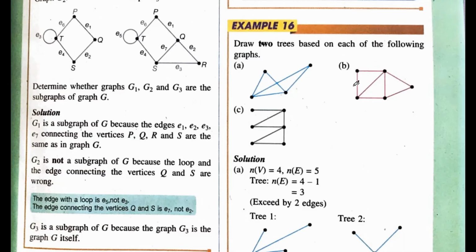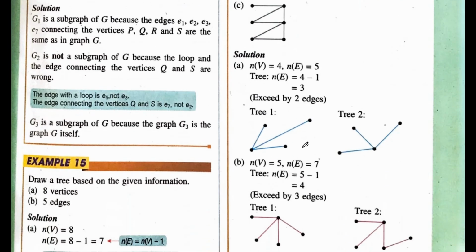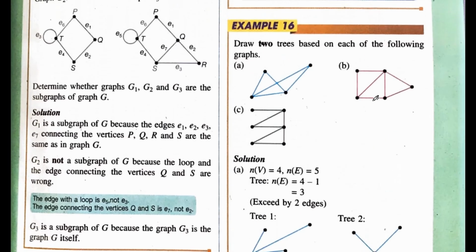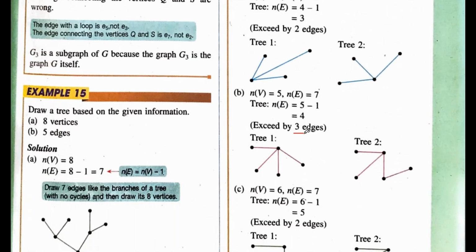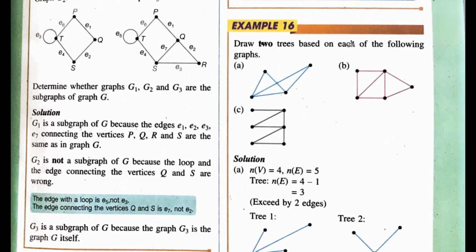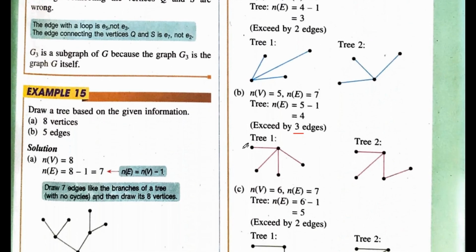Okay, for B, number of vertices, we have 1, 2, 3, 4, 5 vertices. So number of edges, for a tree, must be 5 minus 1 equals 4. But here we have 7 edges, so we have to remove 3 edges. So it still remains the same 5 dots, then you draw 4 edges connecting these 5 dots.